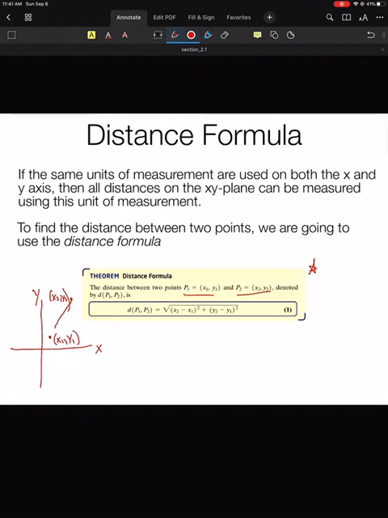The distance between those points, that distance there, is found using this formula down here. It's the square root of x2 minus x1 squared plus y2 minus y1 squared.